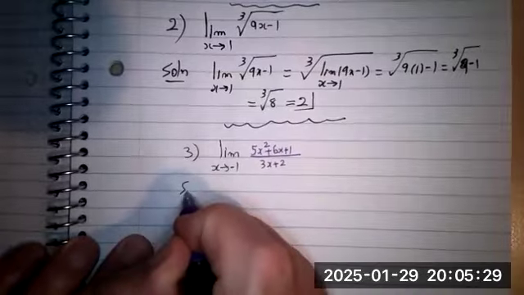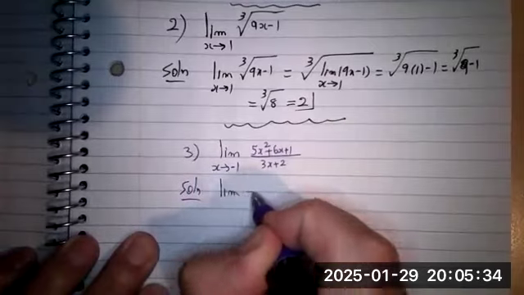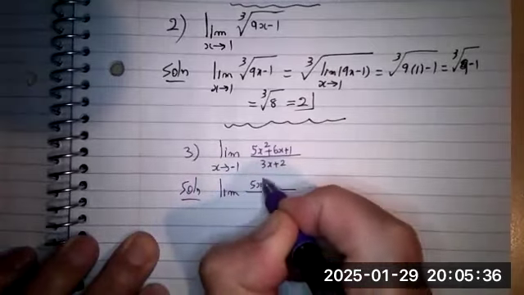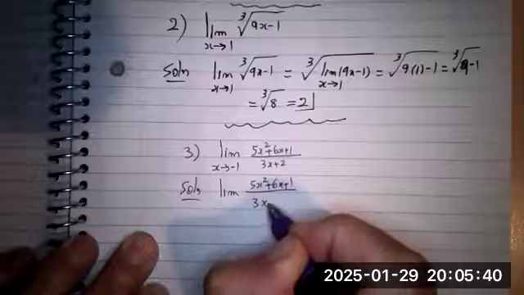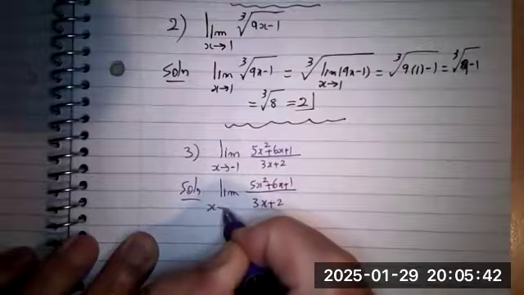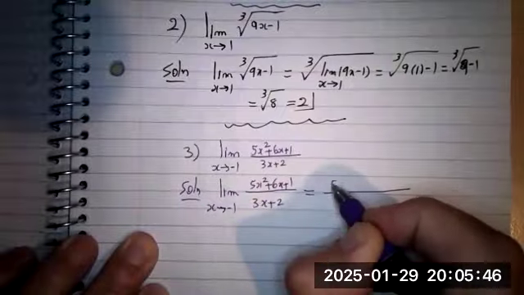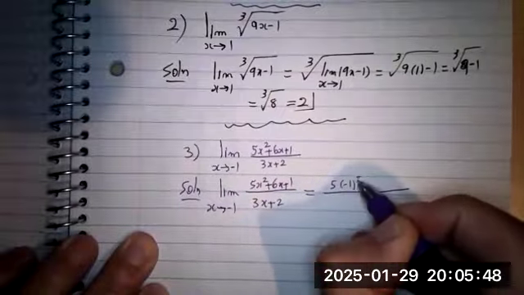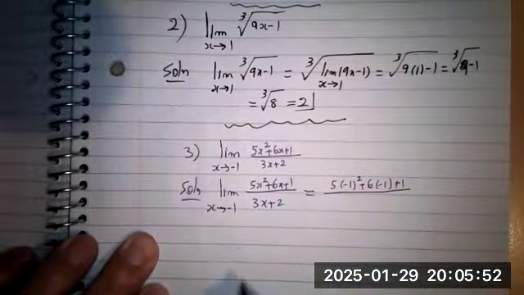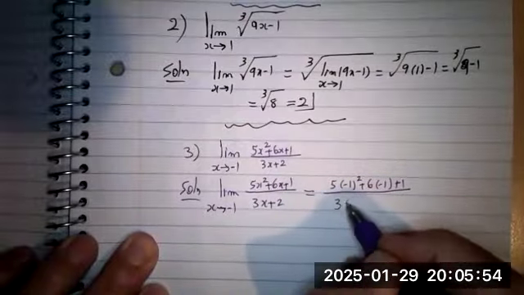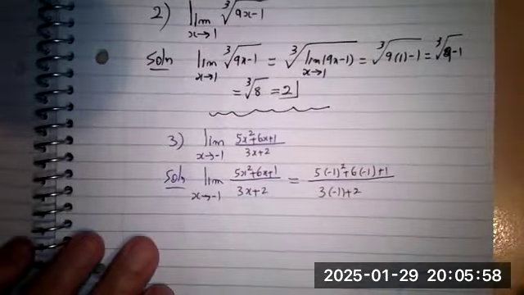Okay, so the solution, and this is it. I rewrite it. It's going to be the limit of 5x squared plus 6x plus 1 over 3x plus 2, x goes to negative 1. Substitute. 5 times negative 1 squared plus 6 times negative 1 plus 1. The bottom one, 3 times negative 1 plus 2. Carefully simplify it and get the final answer.